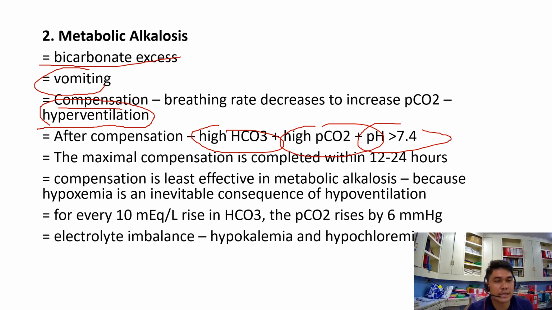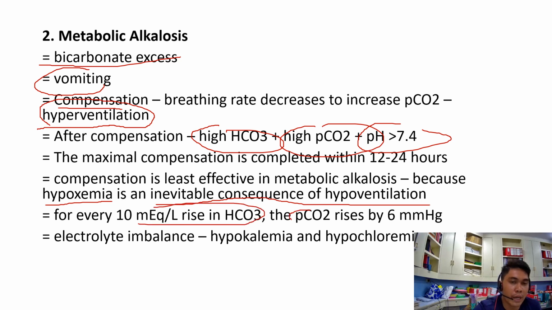The compensation is least effective in metabolic alkalosis because of hypoxemia. Hypoxemia is an inevitable consequence of hypoventilation. So it's difficult to compensate metabolic alkalosis because the compensation is hypoventilation, and the consequence of that is hypoxemia. Next, for every 10 mEq per liter rise in bicarbonate, the PCO2 rises by 6 mmHg. And opposite to metabolic acidosis, the electrolyte imbalances for metabolic alkalosis are hypokalemia and hypochloremia.